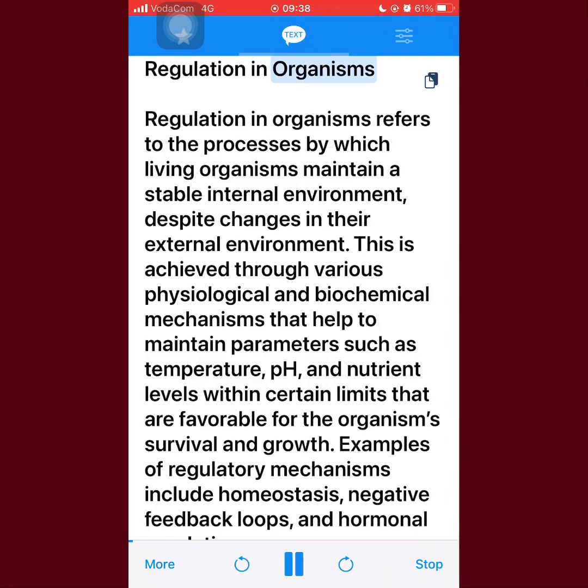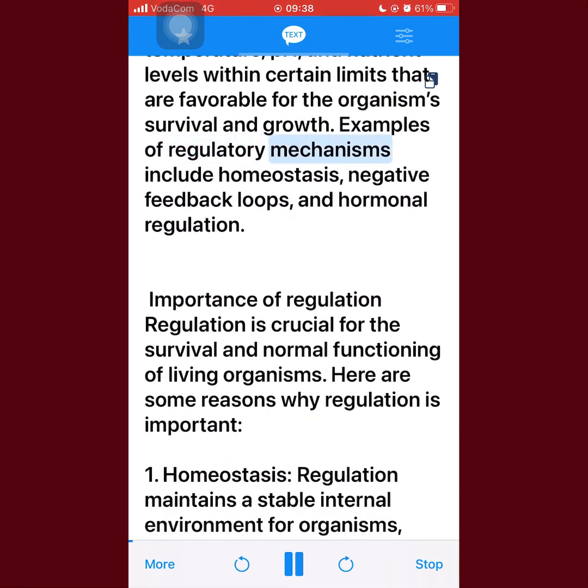Regulation in organisms. Regulation in organisms refers to the processes by which living organisms maintain a stable internal environment, despite changes in their external environment. This is achieved through various physiological and biochemical mechanisms that help to maintain parameters such as temperature, pH, and nutrient levels within certain limits that are favorable for the organism's survival and growth. Examples of regulatory mechanisms include homeostasis, negative feedback loops, and hormonal regulation.